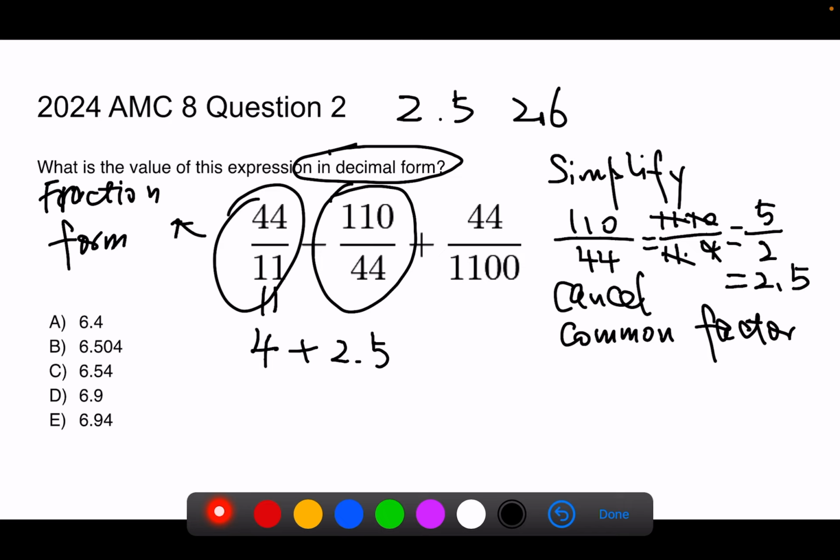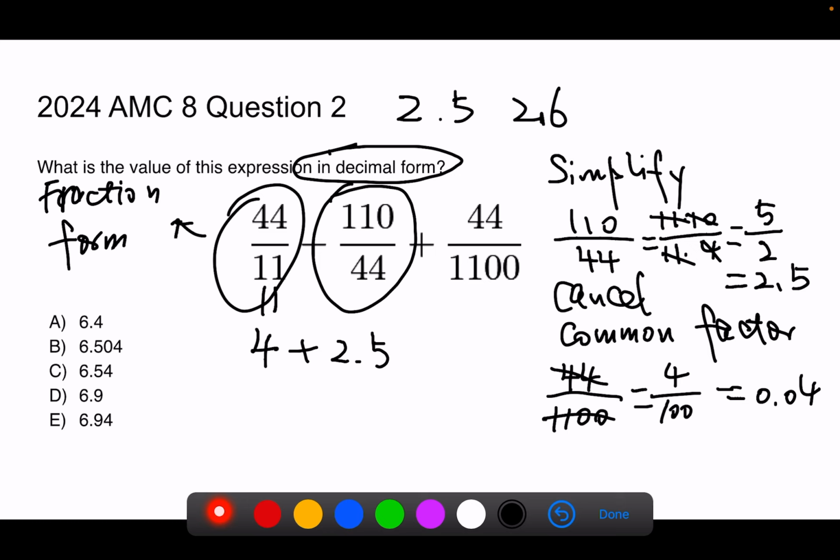And finally, 44 divided by 1100. So we can try to do the same thing here. 44 divided by 1100. The common factor is going to start from 11. So we get 4 divided by 100. And by the way, at this point, you may start to notice I don't need to simplify this any further because I know what 4 divided by 100 is. That is 0.04. So do not lose track of your final goal.